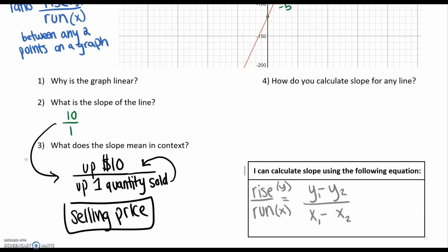So how do you calculate the slope for any line? You have option 1: you can look at the graph and count. Or option 2: you can use the equation below.